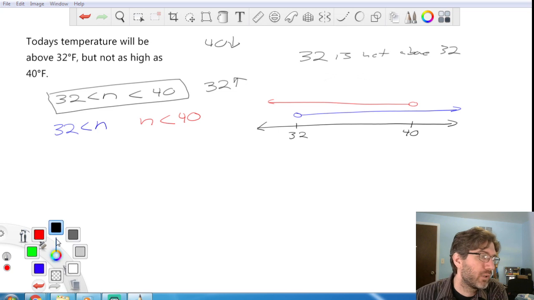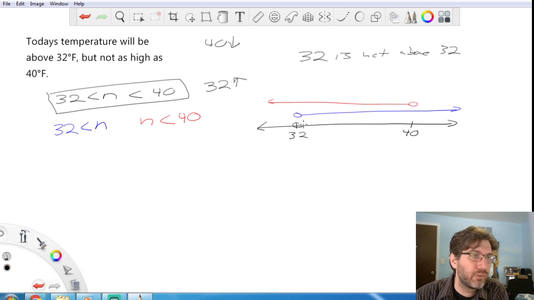And where they overlap, you have a circle over 32, you have a circle over 40, and you have everything between. It's shaded. So this here is saying I want everything between these two numbers. Anything between these two numbers, not including them, is an acceptable answer for what today's temperature would be.